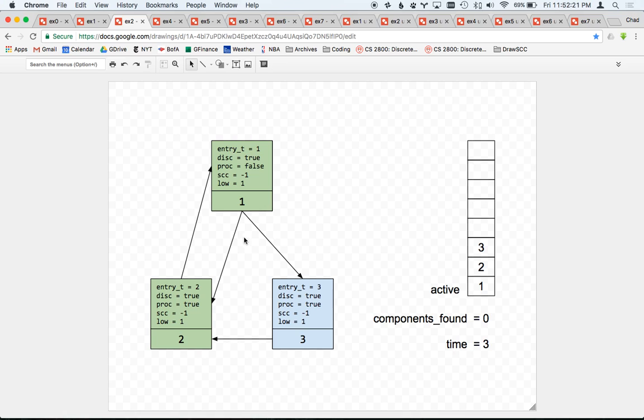I have now processed all of the out edges from vertex 1, namely this one and this one, which means I process vertex 1 late. Its low value is equal to itself, which means I found a strongly connected component, and all of the vertices on the active stack, all the way down to vertex 1, are in that same strongly connected component. I pop them off one at a time and mark each of them with strongly connected component 1.